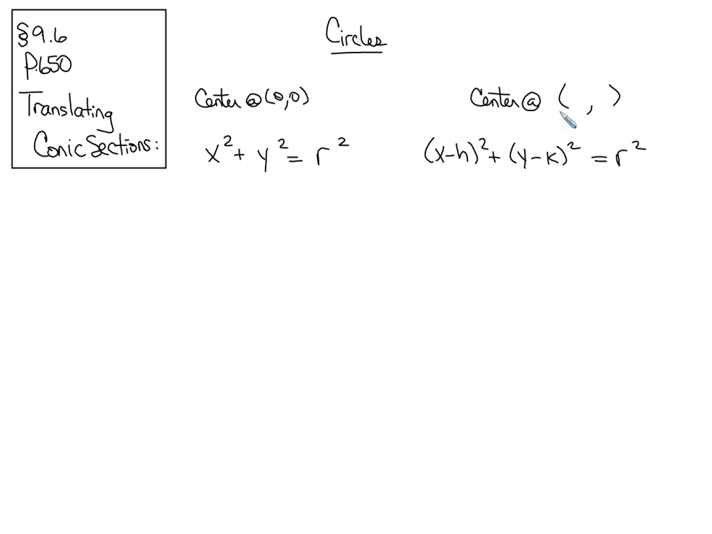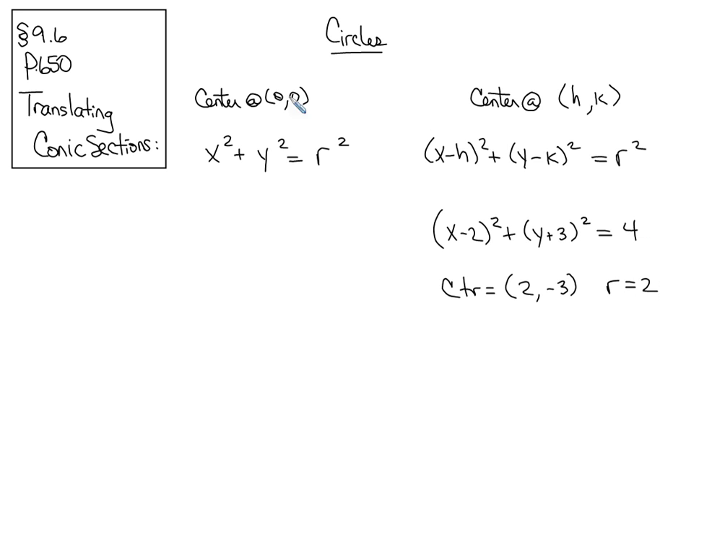Let me pick up back to where we were. So our center is h comma k. We had, hopefully this recording is still going, we had a little bit of a glitch there. X minus 2 squared plus y plus 3 squared equals 4. So our center was equal to 2 comma negative 3. Our radius is equal to 2.